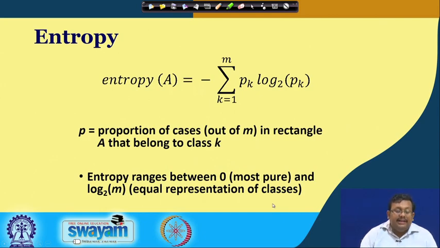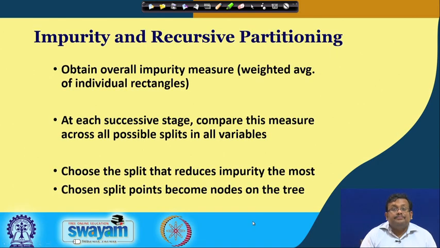Another important term is entropy. Entropy can be calculated using this formula, where p is the proportion of cases out of m in rectangle A that belong to class k. Entropy ranges between 0, which represents most pure, and log2(m), where all classes are equally represented.